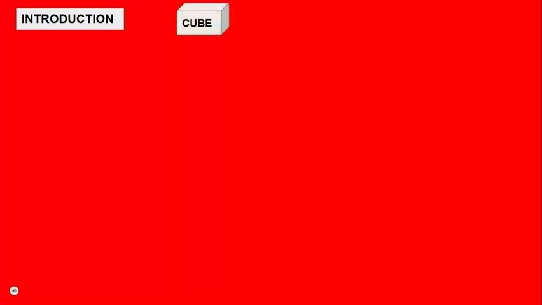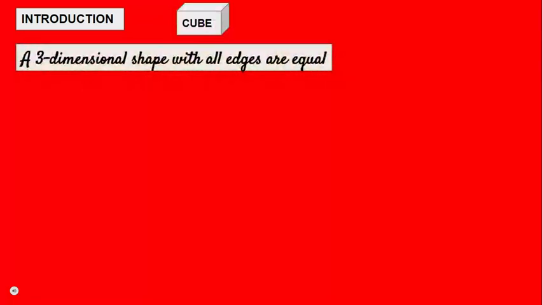Let's start our new chapter, cubes and cube roots. And today's topic is introduction. What is a cube? As we all have studied in our previous classes, a three-dimensional shape with all edges equal is a cube. Isn't it? It means it's a 3D shape and all its sides are equal. That is called a cube. So, what are three-dimensional shapes?